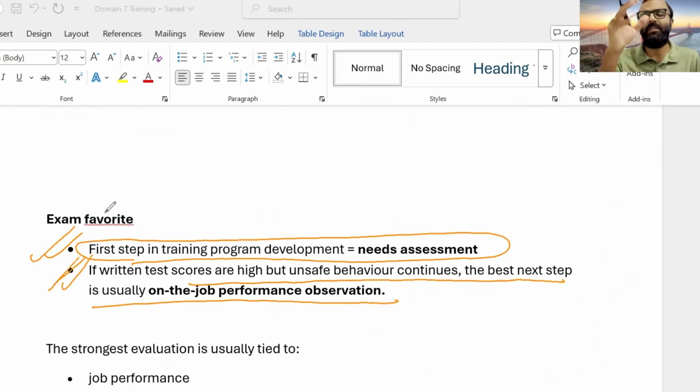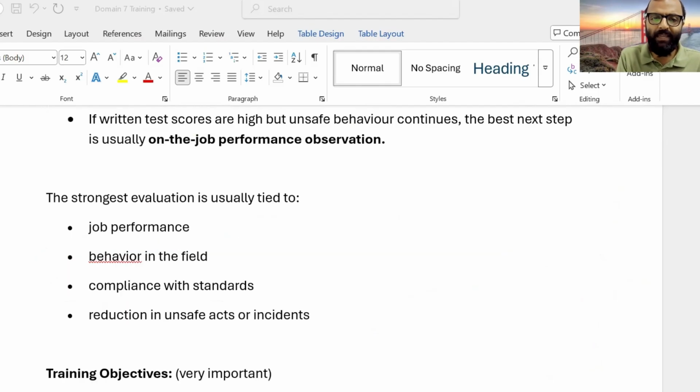Best evaluation. देखो, best evaluation क्या है? आपको कोई पूछेगा, what is the best evaluation? Always on-job performance observation. You are checking whether they can do the job performance or not. That is the best evaluation. The strongest evaluation is tied to job performance, behaviors in the field, compliance with the standard, reduction in unsafe acts or incidents.